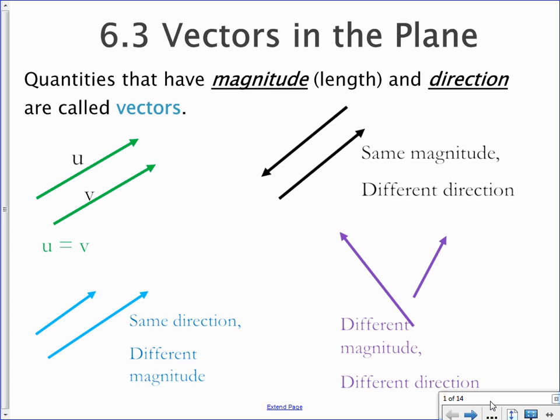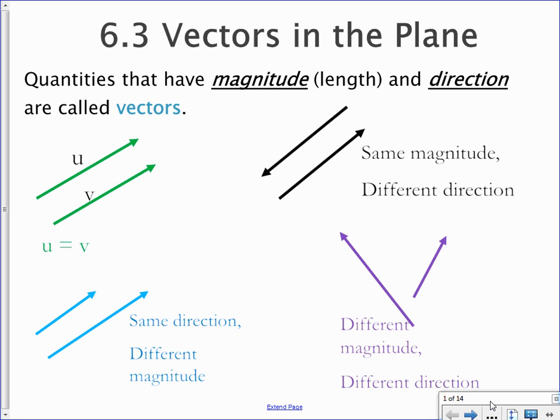These two vectors are equal because they are in the same direction and they are of the same magnitude, aka length. Magnitude means length. These vectors have the same length, but they are going in opposite directions. So we could say that they're parallel, but they're going in opposite directions, so they're not going in the same direction.